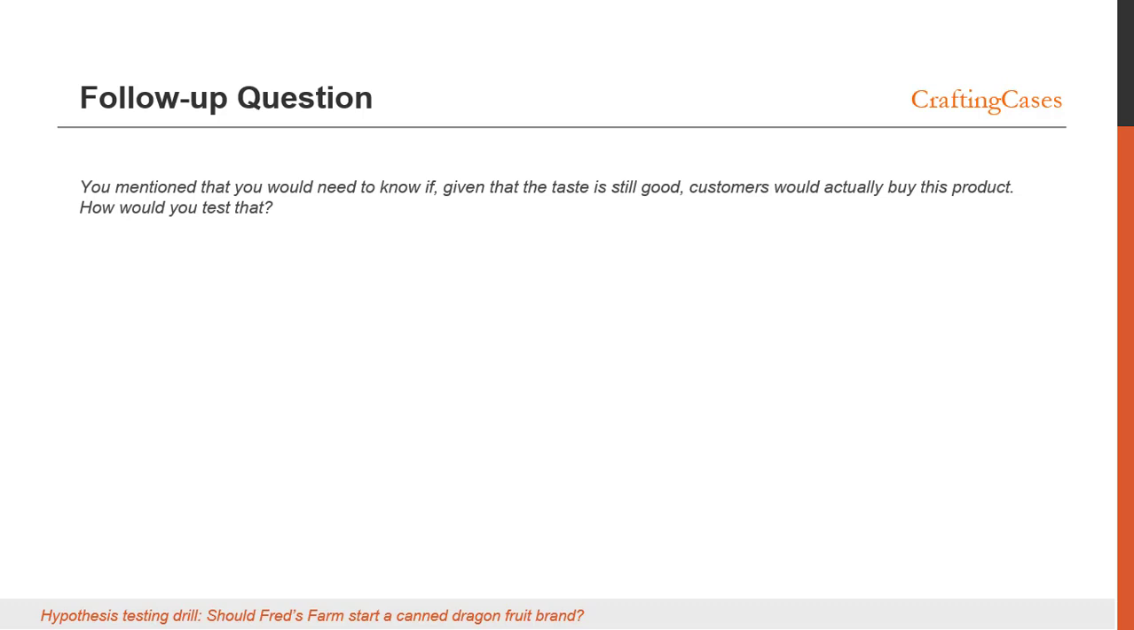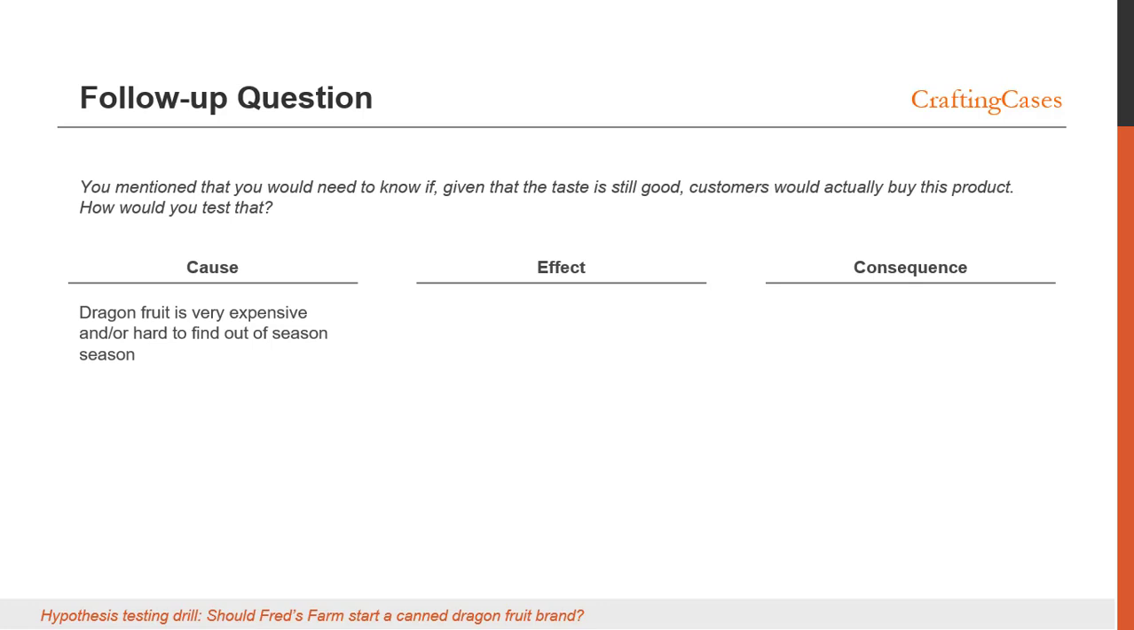Okay? So the first thing I want to do here, and now I'm getting into my thought process, not yet into my answer, is define the hypothesis that I want to test with a cause, an effect, and a consequence. I actually have two major hypotheses here, but one of them is more important. I'm going to go through both because maybe you have one or the other and it would be fine. So the cause is dragon fruit is very expensive and/or hard to find out of season. The effect is that there are many customers who would like to purchase it but can't during out of season because it's too expensive or because they can't find it.